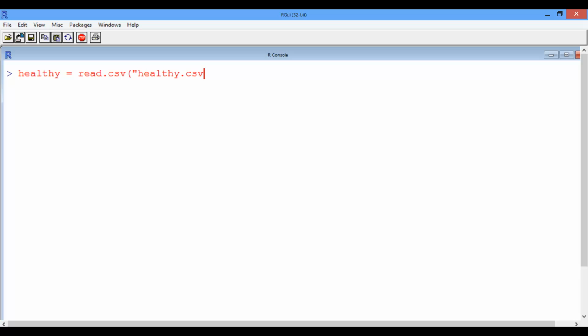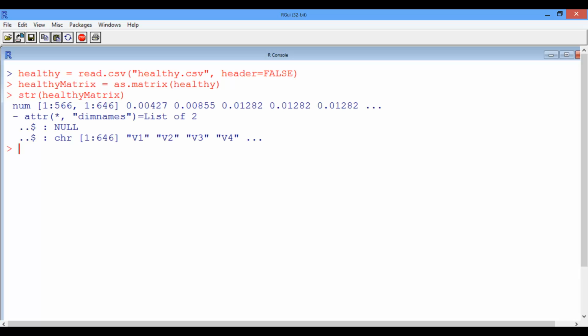healthy data set. And remember that this healthy data set consists of a matrix of intensity values, so let's set the header to false. And now let's create the healthy matrix using the as.matrix function, which takes as an input the healthy data frame. And now let's output the structure of the healthy matrix. And then we realize that we have a 566 by 646 pixel resolution for our image.